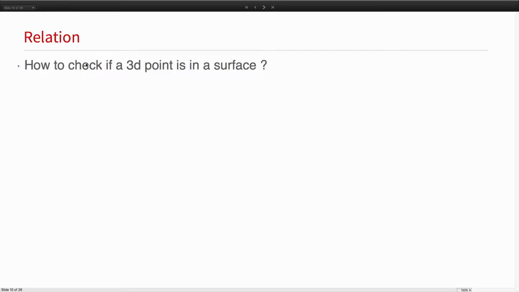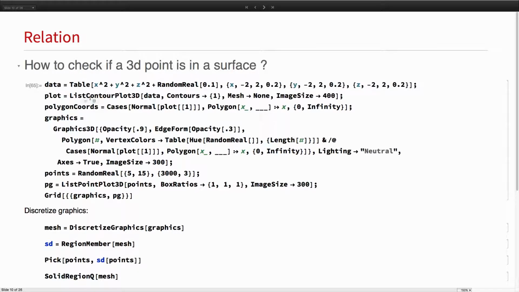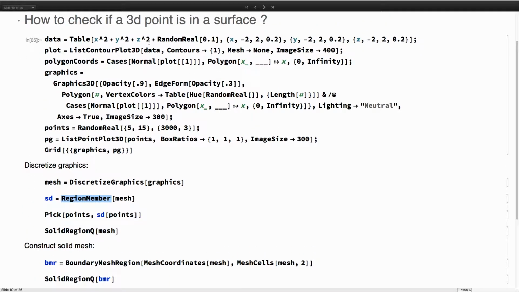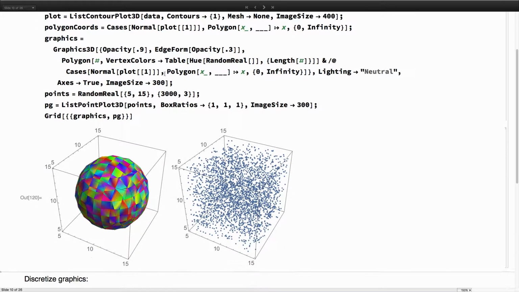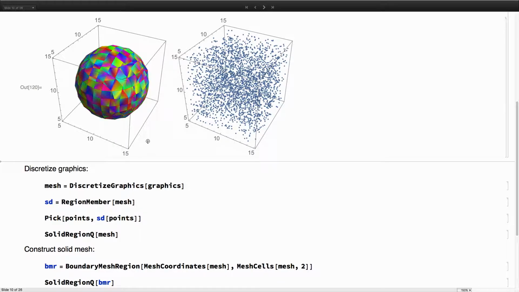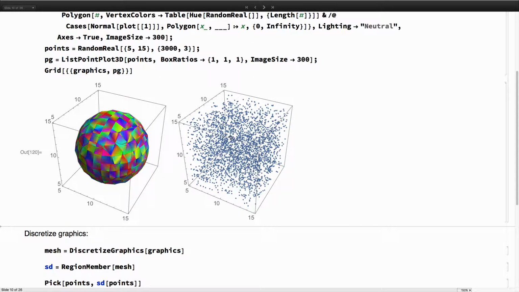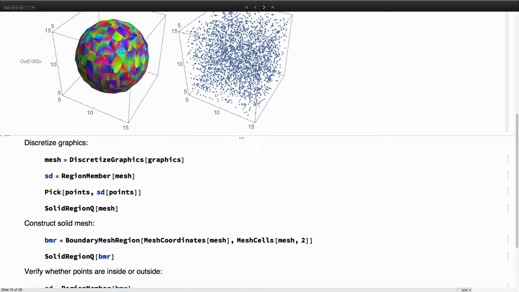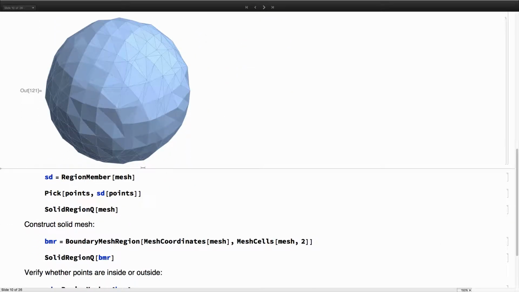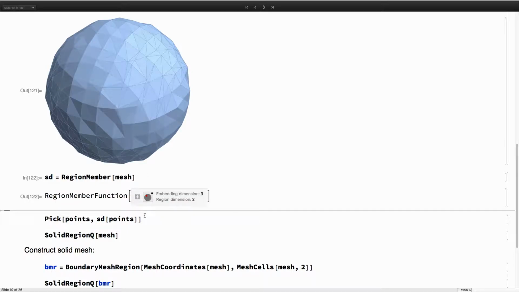And same question, now with a 3D point, but it doesn't make that much difference, because RegionMember doesn't care about the dimension, it just works. So for example, here we have the graphics that looks like a ball, and the question is we want to verify that this set of points has some points inside, some points outside. So first, you discretize the graphics and then check RegionMember.